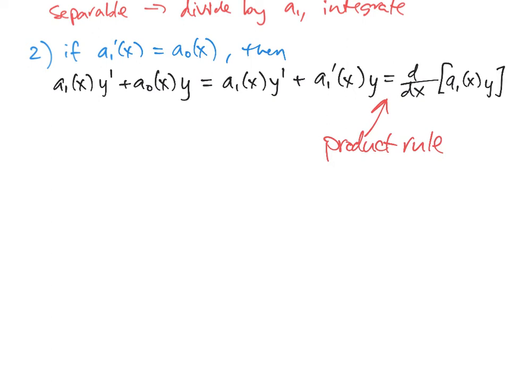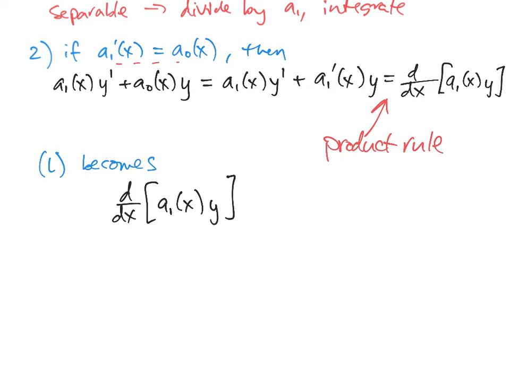So this is a sort of tricky observation, but why would you think that you want to consider this special case? The reason is that if you have the special case, then you can use the product rule to write this thing really nicely. So then our equation L from before becomes, let's go back to black, the left-hand side looks like d dx of a1 of x, y equals b of x.